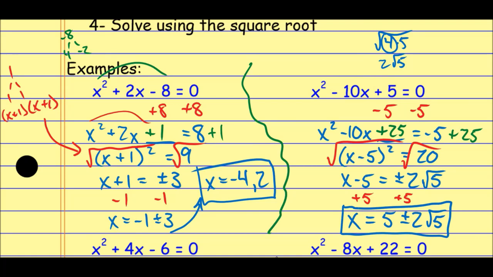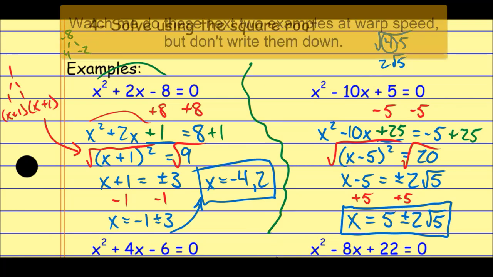You would do 5 plus 2 root 5, and then separately you would do 5 minus 2 root 5. And so if it asks you to round to the nearest whatever, instead of leaving your answer like this, you're actually going to plug each of those into the calculator. But this was one that would have been impossible to solve by factoring, and that's why completing the square is important.